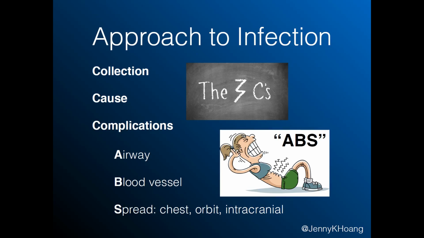So that retropharyngeal abscess definitely obstructed the airway. Blood vessel: does it cause thrombosis? Does it cause a pseudoaneurysm with this infection? And then S stands for spread into dangerous spaces, and that's the chest, and higher up would be orbit and intracranial.